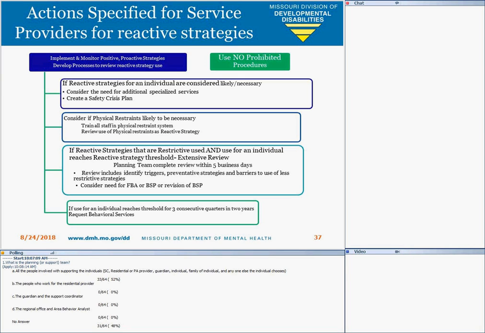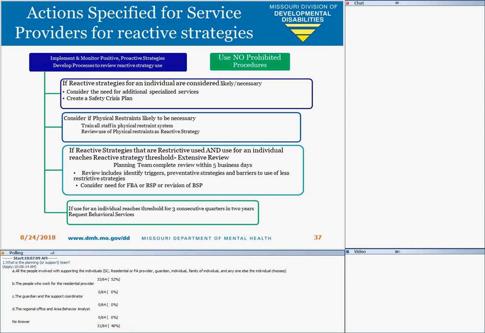Within 5 business days, the team reviews the triggers. Did we do the preventive strategies? Were there barriers to use of these less restrictive strategies? Do we need to have other services like a functional behavioral assessment or behavior support plan? Do we need to revise the behavior support plan? Should we revise the safety crisis plan? The team needs to go through an active review process of the incident and what could be done so that incidents like that don't happen again.